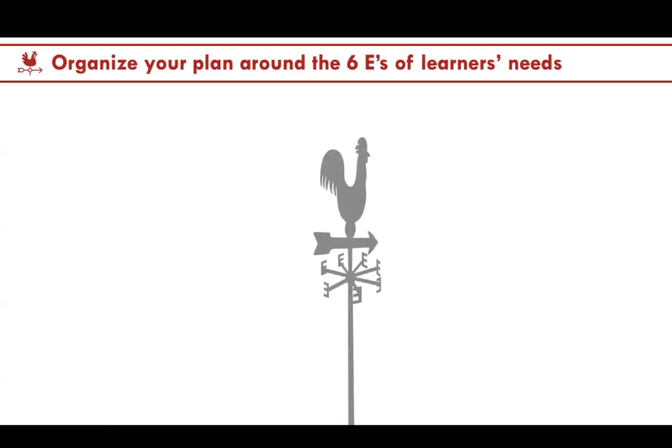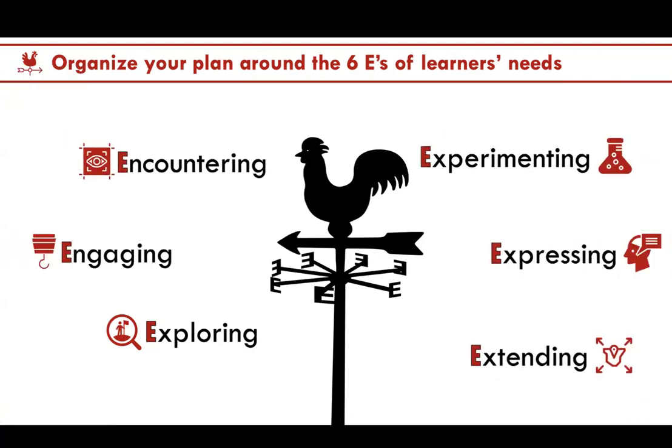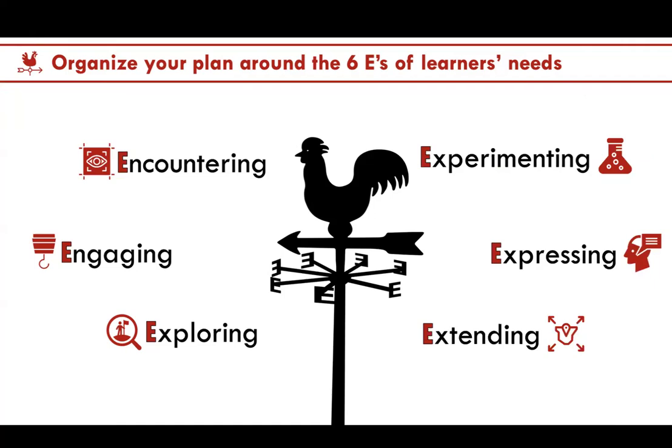And in order to do that, what we are going to resort to are the 6 E's of learner needs. The 6 moments need not necessarily be present in every lesson, but the ones that you use have to make sense. For example, exploring and engaging should be in your lesson because this is what determines whether students are able to connect what they know or don't know with the new knowledge. So exploring and engaging can be there.